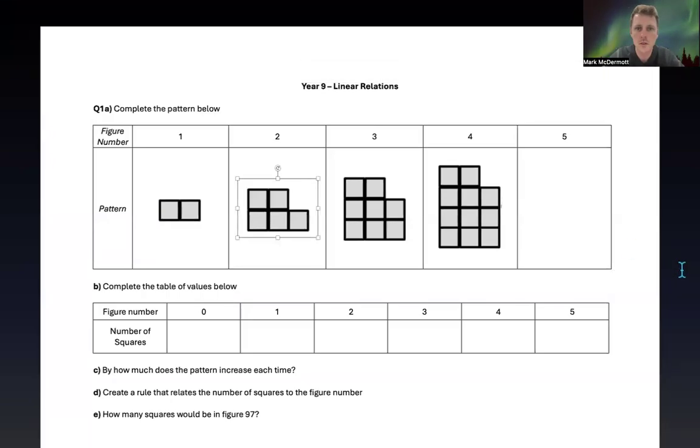All right, so just going to look at some Year 9 linear relations, but looking at it as pattern recognition rather than algebraically to begin with. You'll see what I mean. So let's jump into it.